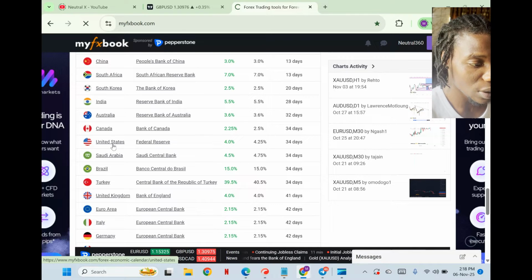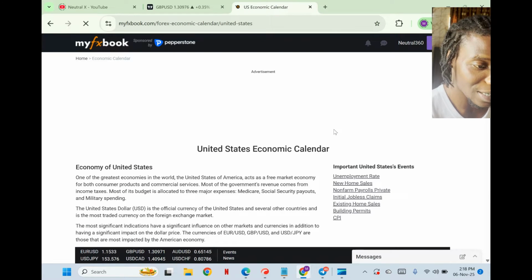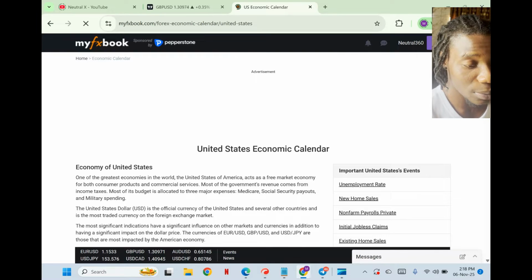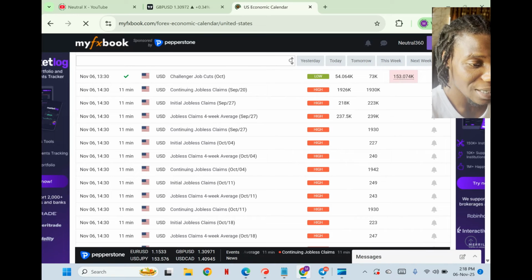Okay, you see, we just clicked on the United States of America. That is the world economic news, because the United States is currently dominant. All right, so any news you are trading, we actually use the United States. Okay, so this is our fundamental analysis.